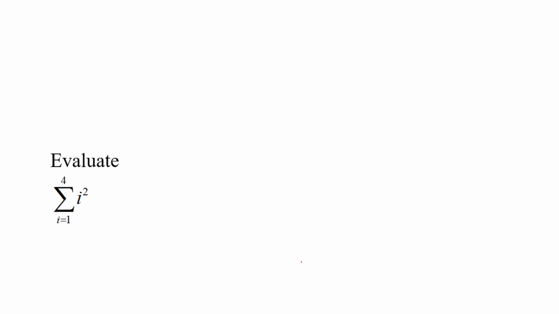And so we're here, evaluate the summation from i equals 1 to 4 of i squared. This means plug in 1 into the formula, you get 1. Plug in 2, you get 4. Plug in 3, you get 9. Plug in 4, you get 16, and you stop when you plug in 4. Now you add those up. Those 2 make 10, and those 2 make 20, and so the answer is 30.